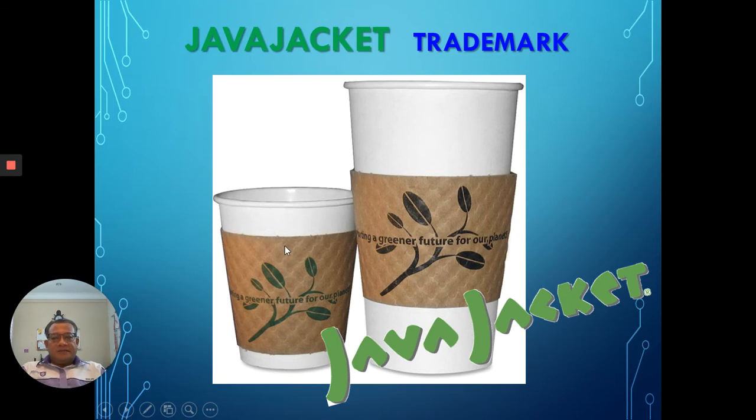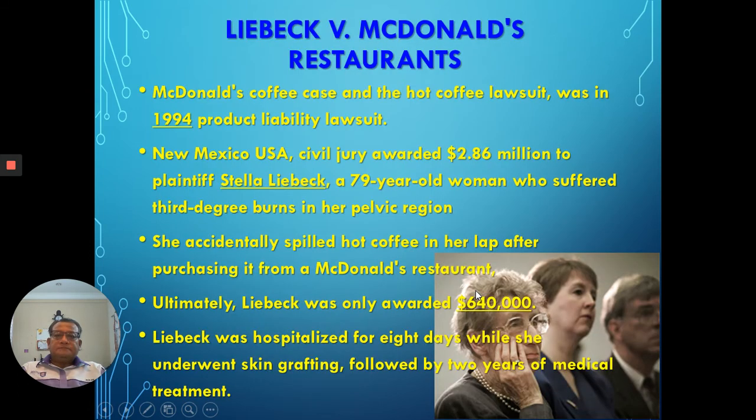So for a customer to enjoy hot coffee, normally they want to hold the cup at this part so that their hand won't get burned. So that is another trademark, by the name of Java Jacket. This product, like Java Jacket or other insulated cup holders, actually originated in the hot coffee lawsuit in the United States in 1994.